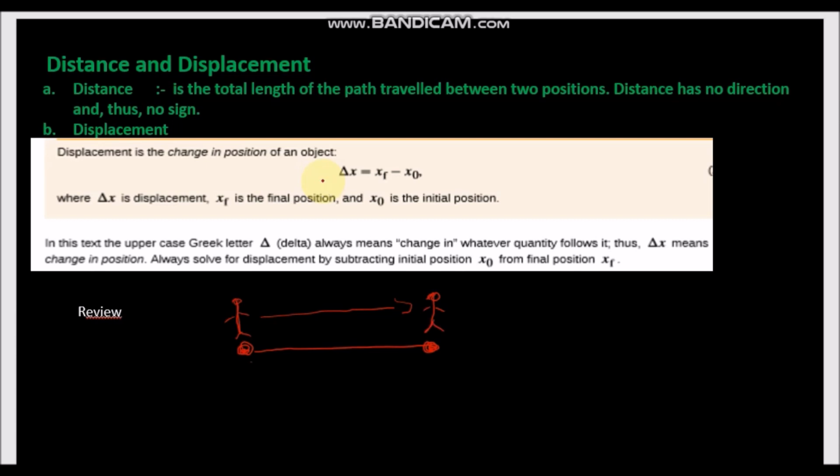Then let's say this one is x naught. X naught means the initial position, and x final is the final position. That means we define displacement as the change in position of an object. The displacement is equal to the change in position of an object, which is given by x final minus x initial, or initial position. Okay.